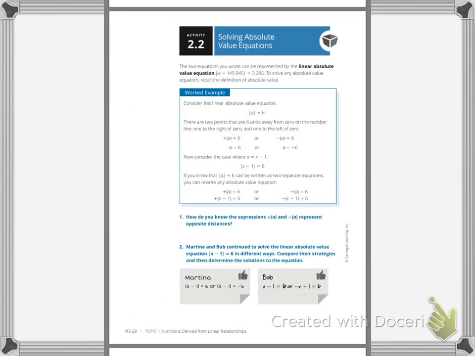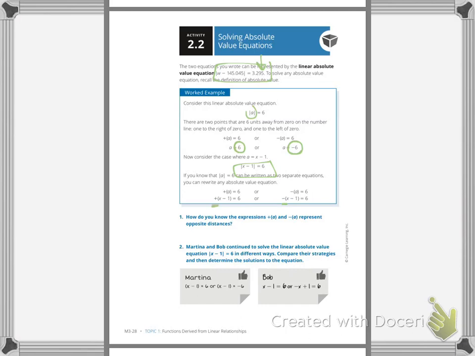All right, 2.2. The two equations you wrote can be represented by the linear absolute value equation, which we've talked about. Remember, with absolute values we flip, so we did the positive and negative side to solve any absolute value equation. Recall the definition of absolute value. So when we rewrite it to get rid of the absolute value bars, we do the positive side and the negative side to include the distance from 0 on the negative side and the positive side. In this example, they applied the negative side and the positive side.